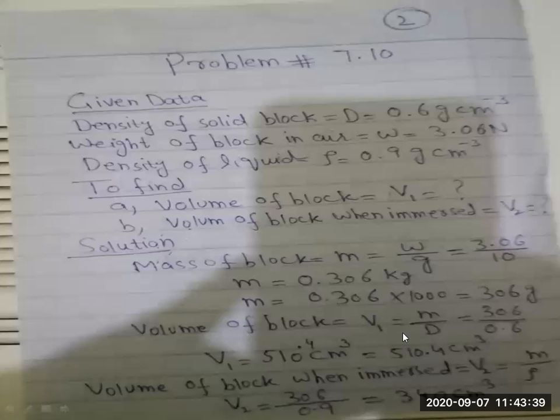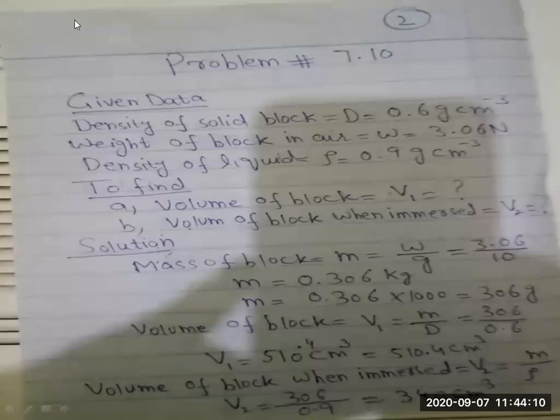So V2 is equal to M over rho. Same formula: density is equal to mass per unit volume. From that, V2 is equal to M over rho. The mass is 306 grams, and in this case the density of the liquid is 0.9. Just substitute 0.9 over here, and if you divide 306 by 0.9, you will get 340 centimeter cube.